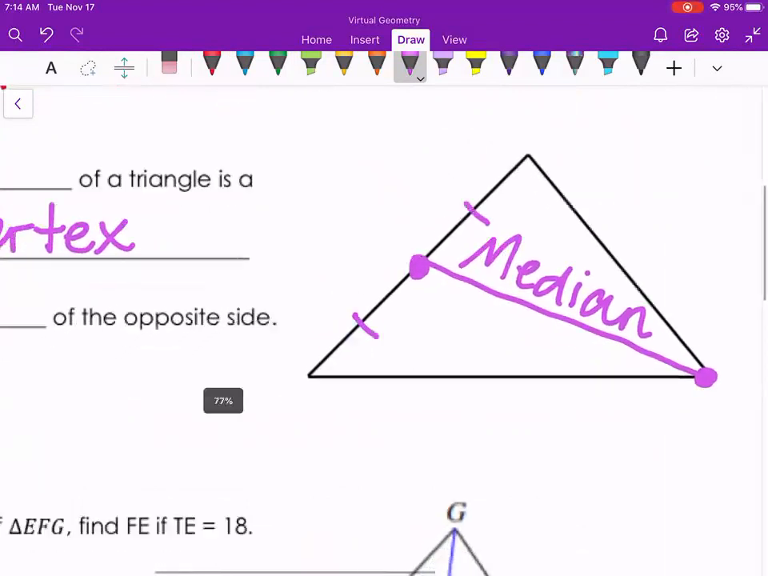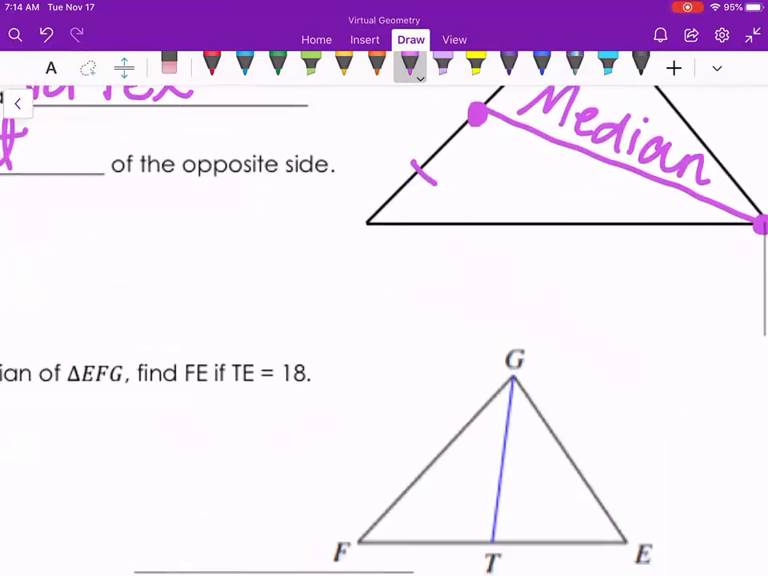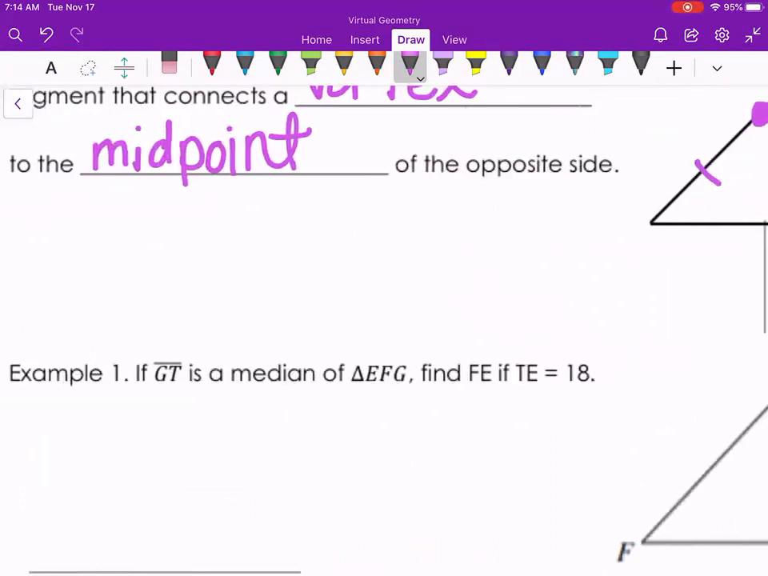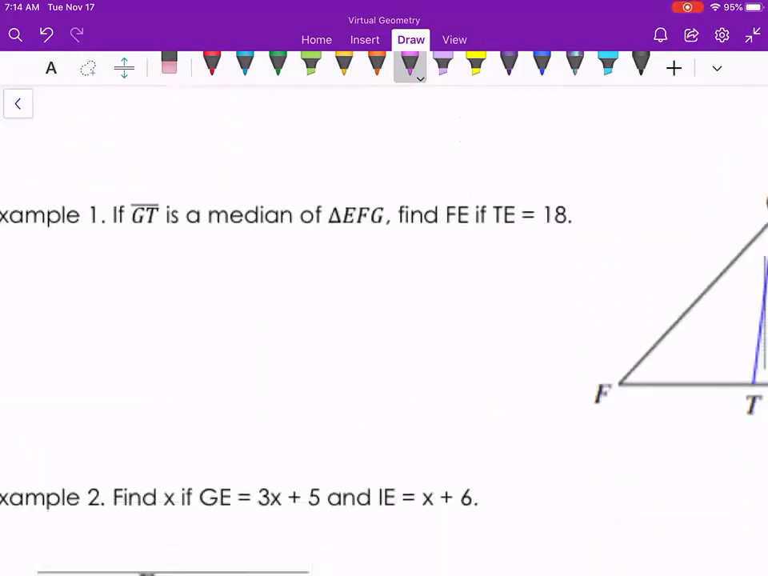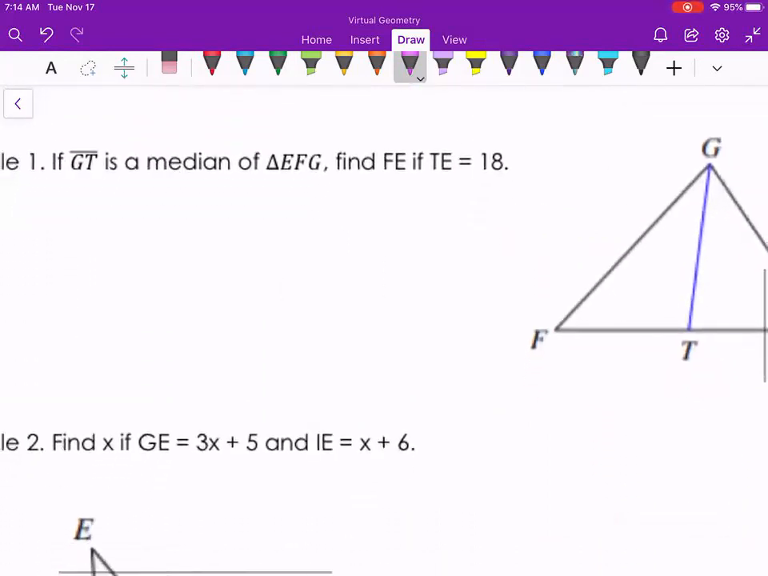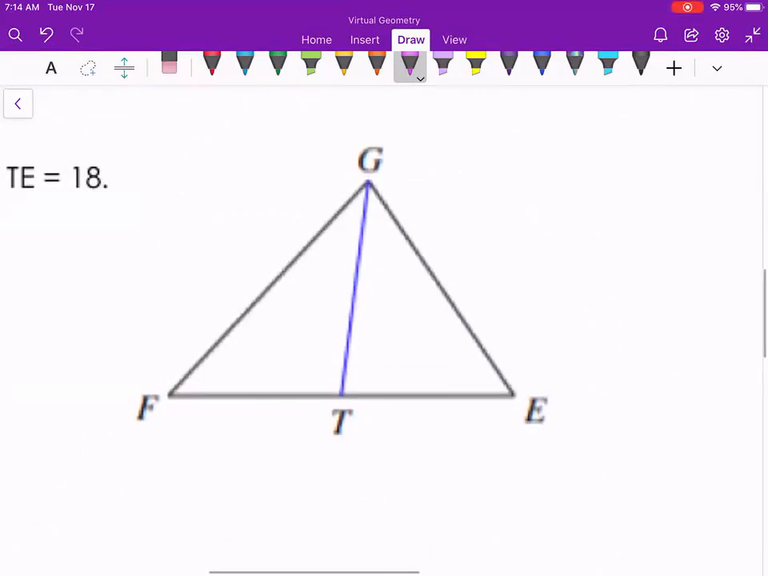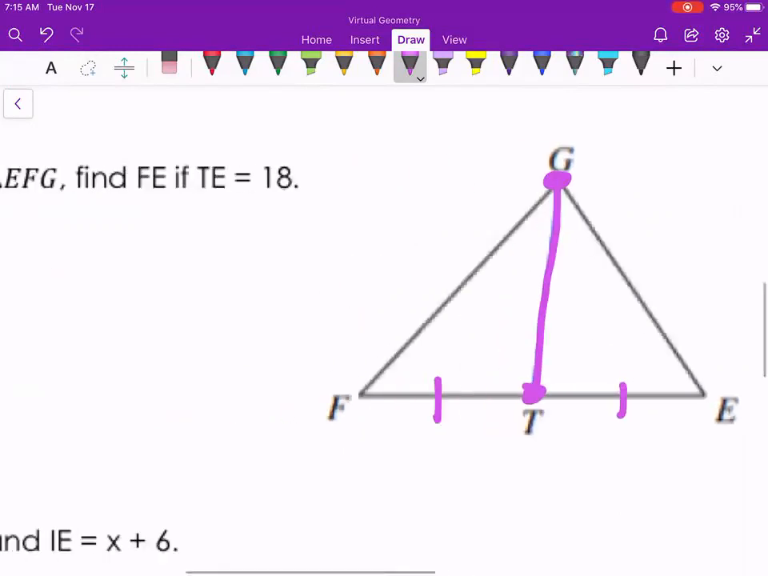So let's just visit the idea of median for a second, and let's see what happens when we bring in some examples. So example 1, if segment GT is a median of triangle EFG. So before I go any farther, if GT is my median, then either side of point T there, F to T and E to T, they are equal automatically because of that midpoint. Those two parts are the same.